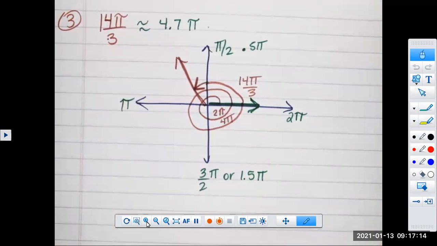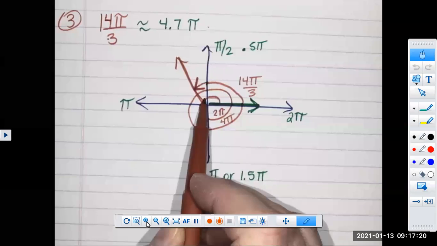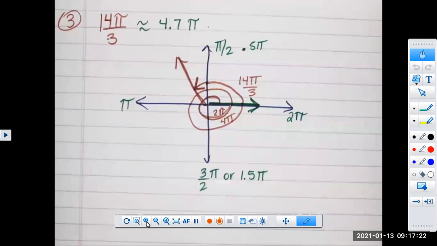Well, yeah, it should be a little neater than that. Start here, come back around. Yeah, it should look like a snail kind of.